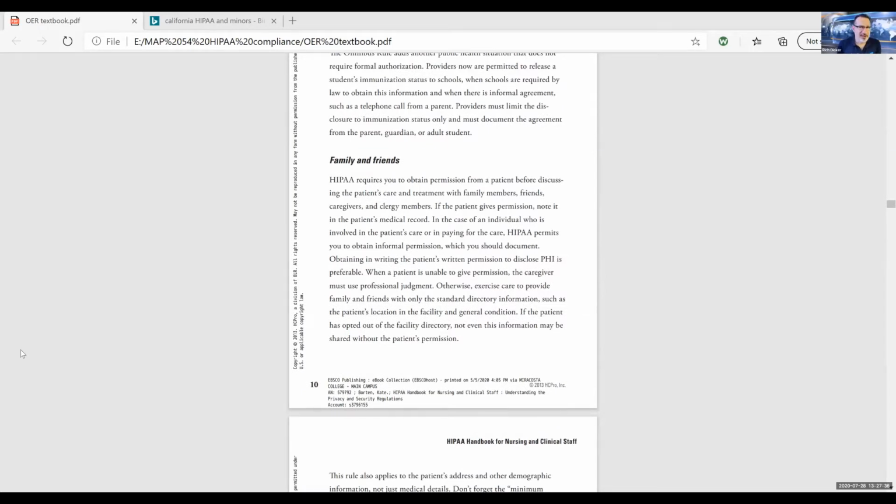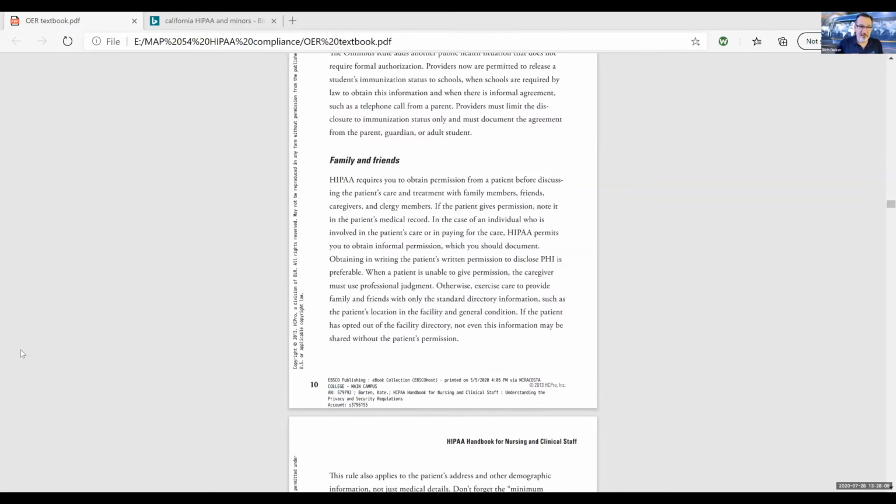Because I think sometimes a lot of lay people that aren't in healthcare think that it should be okay to tell somebody's close personal friend that there's something going on with them, or their clergy member, their pastor or something. Again, without obtaining a written authorization from the patient, we have to be very careful about how much, if any, information we can give to people.